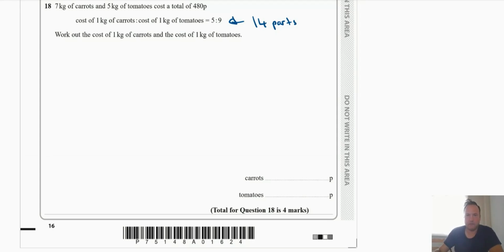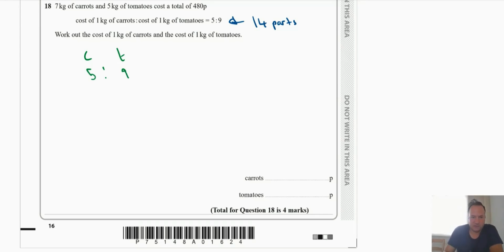So what we need to try and do is to construct an equation based off this ratio alone. Okay, so we can rewrite this ratio. We've got C for carrots, we've got T for tomatoes, and we have a ratio of 5 to 9. So let's suppose a tomato was to cost 9 pence. That means that a carrot would cost 5 pence, wouldn't it? If you double the price of a tomato, you also need to double the price of a carrot.